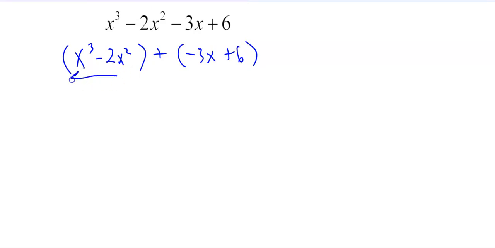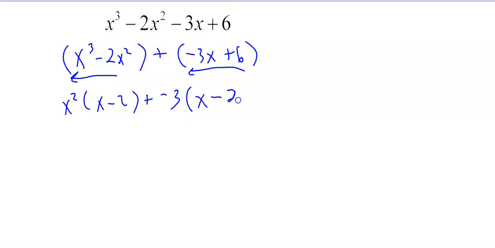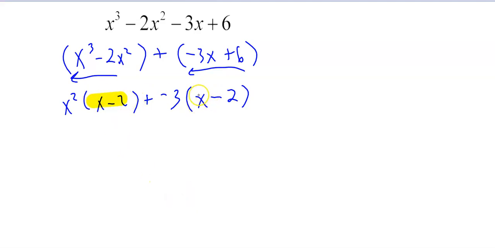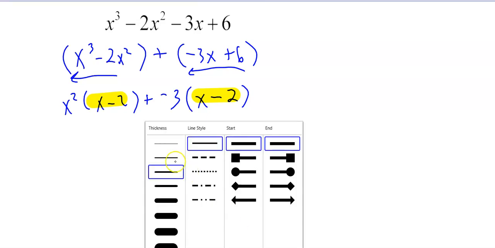Second step, pull out the GCF in each one: x squared times x minus 2, plus, pull out the GCF. Don't just pull out the 3, but that 3 is negative in front. We don't want that, so I'm going to pull out a negative 3. And we get positive x minus 2. And hopefully these parentheses match. They do. That means we've been successful.